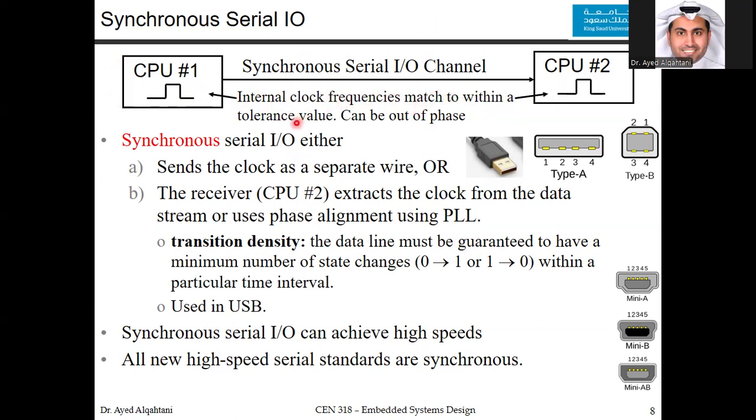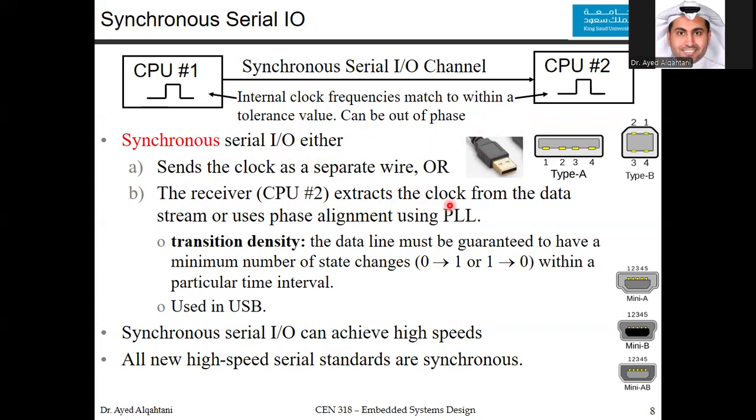It also has a tolerance value. They could differ by a certain percentage and it still works fine. But they can be out of phase, where you need to resynchronize the clock. So the synchronous serial I/O either sends the clock as a separate wire, a wire specialized for only sending the clock, so you dedicate that wire for sending the clock only, or the receiver, the CPU2 in this case, extracts the clock in different ways.